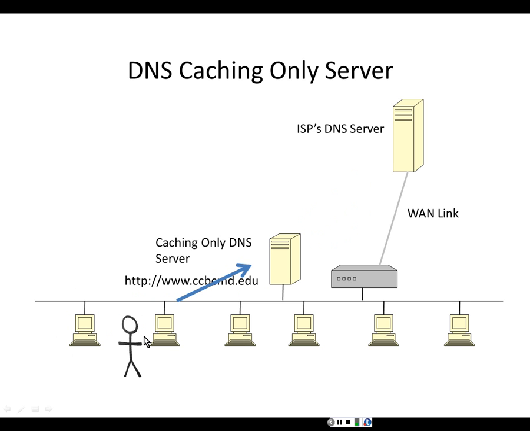The next employee wants to access the same website as the previous employee. That website goes to the caching-only DNS server. Since the caching-only DNS server just learned that IP address a minute ago, that IP address is in its cache, is in its RAM, and therefore it can immediately respond to the user's query. This assumes that this user wants to access the same website that his coworker just accessed a minute ago.